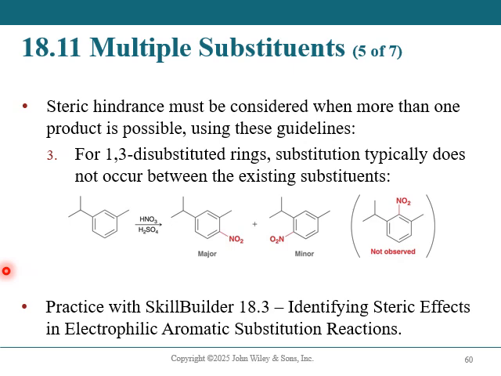For 1,3 disubstituted rings, substitution typically does not occur between the existing substituents. So in other words, something that may be substituted here, for all practical purposes, this doesn't happen. So what you will see is substitution on this side, depending on whichever has the least steric hindrance. That's going to be your major product, just like we see here.